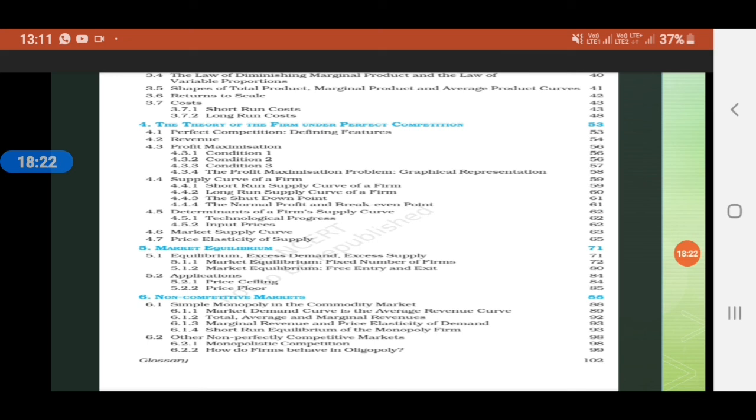Come to the last concept, that is other non-competitive markets. Other than the monopoly market, we have some other non-competitive markets, such as monopolistic market, oligopoly market, duopoly market. About those we learn in this non-perfectly competitive market concept, means the meaning of those non-competitive markets, features of those markets, and functions of those monopolistic markets.